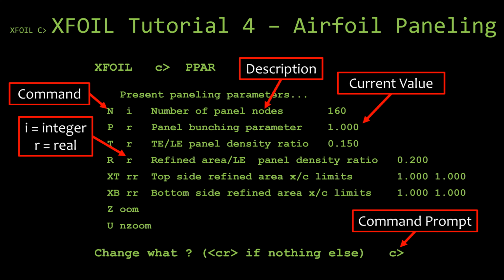So if I wanted to change that to 1.5, at the change what command prompt, I would type in P, a space, and then 1.5. And if I forget to put the 1.5, Xfoil will prompt me for that value. If you are satisfied with what the values have been changed to, go ahead and hit enter and it'll take you up a level.